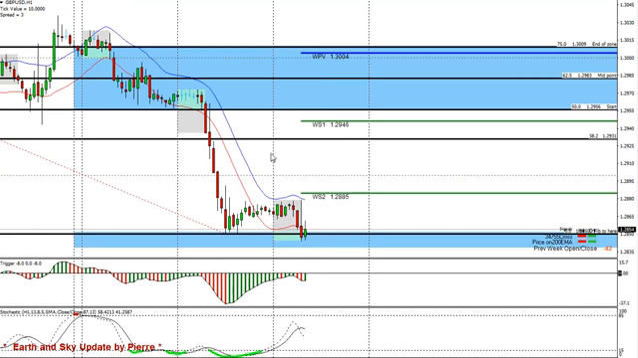Let's just quickly have a look. There's already a little bit of MACD divergence on the 1 hour, so have a look at that one.